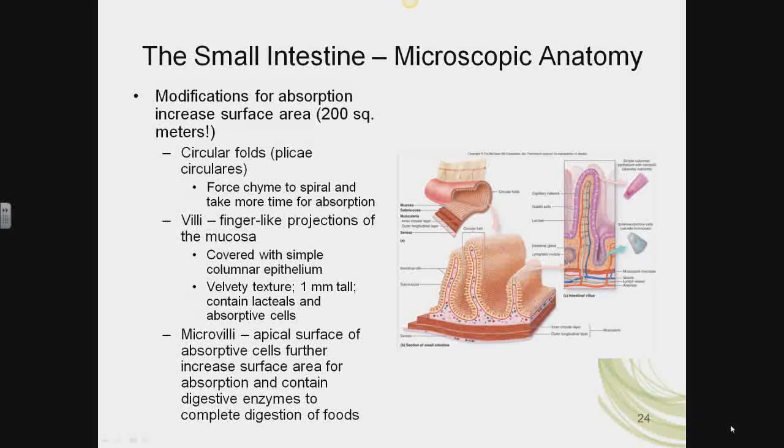Histologically, when we view the circular folds under a microscope, we can see finger-like projections of the mucosa only. These are called villi. In the right hand picture, you're seeing an intestinal villus. These are extensions of the mucosa only. Plicae circularis are extensions of the mucosa and submucosa.